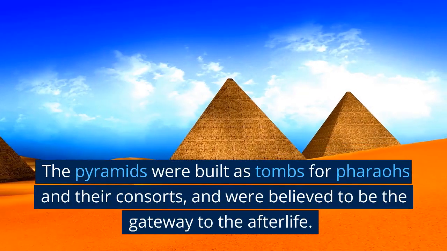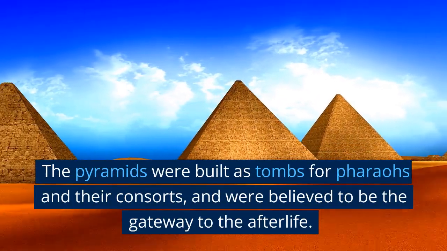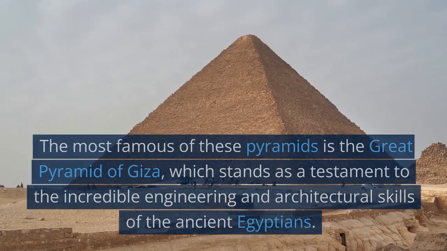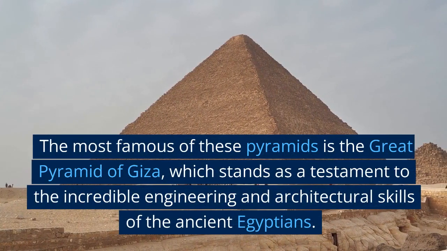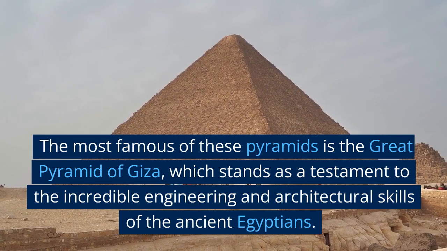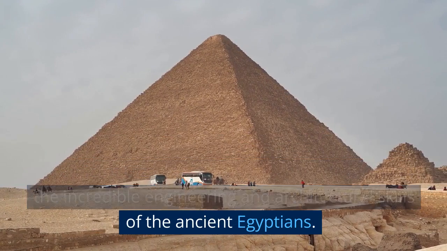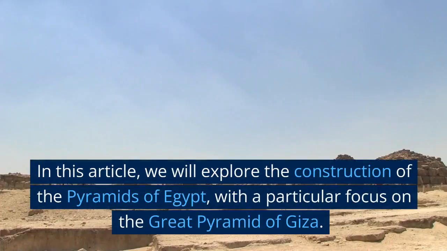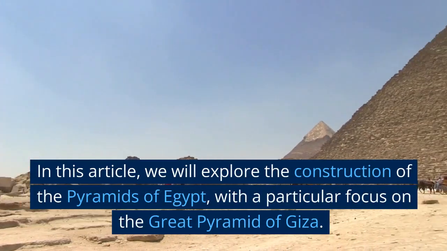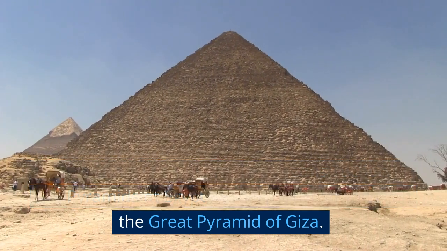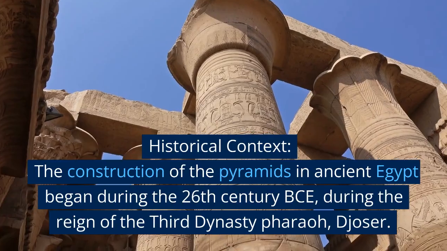The pyramids were built as tombs for pharaohs and their consorts, and were believed to be the gateway to the afterlife. The most famous of these pyramids is the Great Pyramid of Giza, which stands as a testament to the incredible engineering and architectural skills of the ancient Egyptians. In this article, we will explore the construction of the pyramids of Egypt, with a particular focus on the Great Pyramid of Giza.